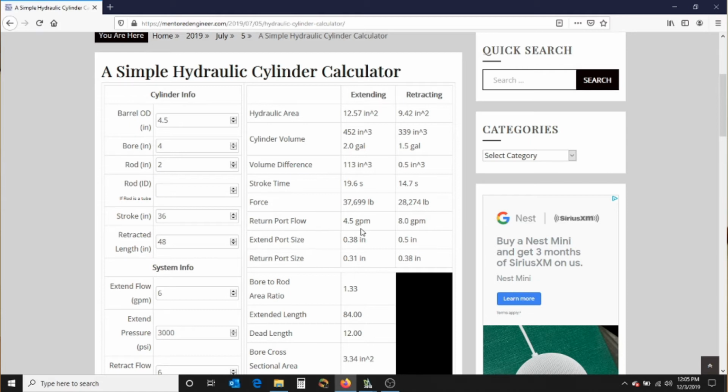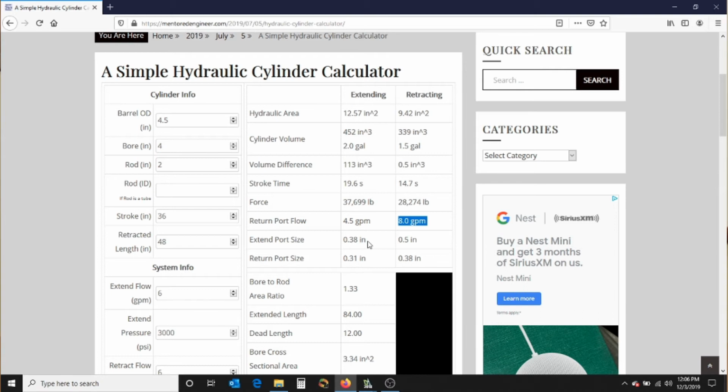And then we have our return flow. So every cylinder, when you pressurize one side, you're going to get different flow out of the other side. So when I'm extending, my return port, the retracting side, is going to have a lower rate because I'm putting more oil in and I have a larger area, but a smaller area coming back. So that usually isn't the case that we're concerned about. It's when we're retracting and how much flow we get out of the extension port. And in this case, it's 8 gallons per minute right here. All right, so we're putting in 6, we're getting 8 out.